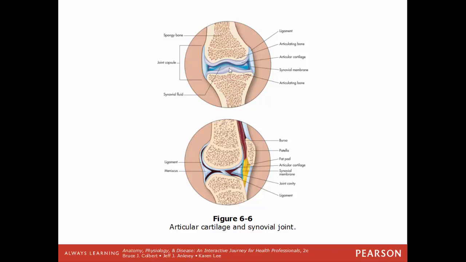This is an example of a knee joint. This would be the thigh bone, or the femur. That would be the shin bone, the tibia. So the space in between there is filled with synovial fluid.